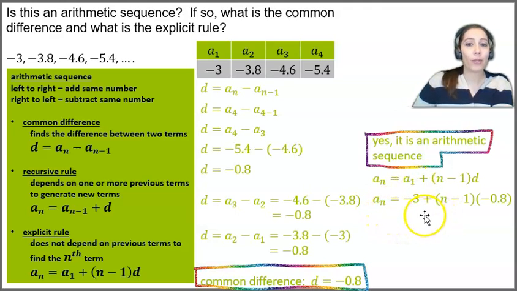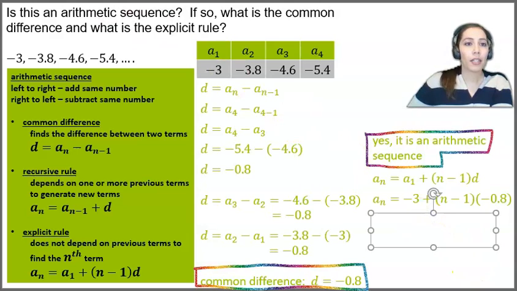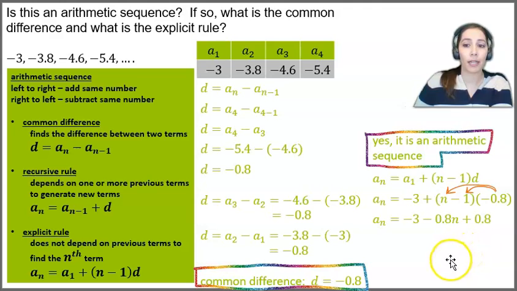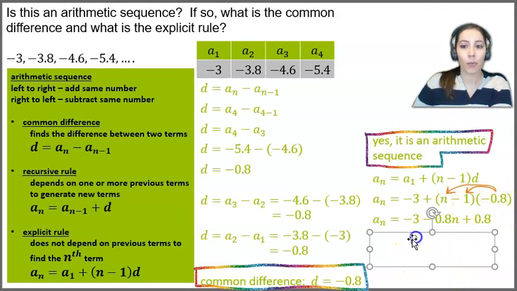My a sub 1 is always the first term in my sequence, so that is -3. And then I have the quantity n minus 1 times d, which is my common difference. My common difference is -0.8. So from here, what I'm going to essentially do is the distributive property. -0.8 times n, and then -0.8 times -1. I have to distribute that common difference to both parts inside of the quantity n minus 1. So negative 0.8 times n is negative 0.8n. Negative 0.8 times negative 1 is a positive 0.8.